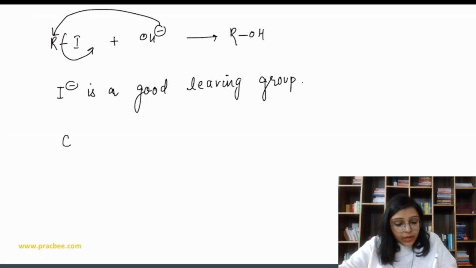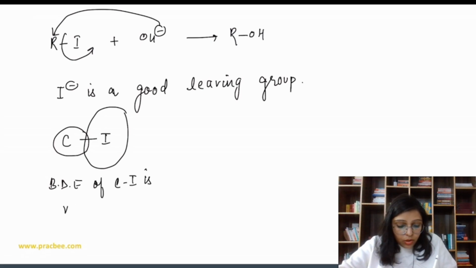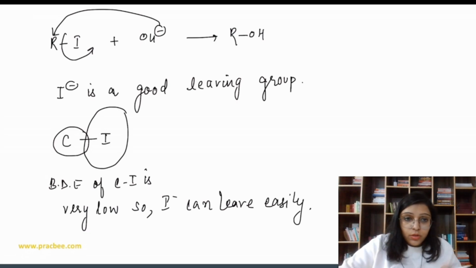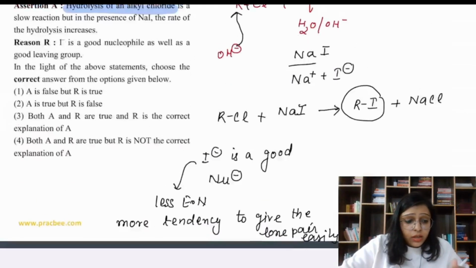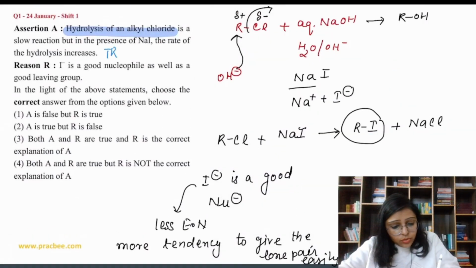we have a carbon and iodine bond. So iodine is bigger in size while carbon is small in size, right? So bond dissociation energy of C-I is very low, so I minus can leave easily. So rate of hydrolysis also increases. Understood? So we can say this is true.